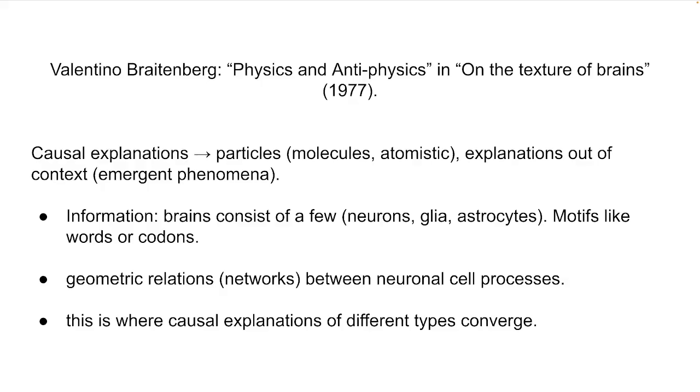So this is all a means of taking the whole, breaking it down, and then bridging that gap between the emergent phenomena that we observe in the whole organism or the whole brain, and these particular atomistic descriptions. And so then, these neuronal cell processes consisting of a couple of neurons, some glia, some astrocytes, these are geometric relations or networks between neuronal cell processes.